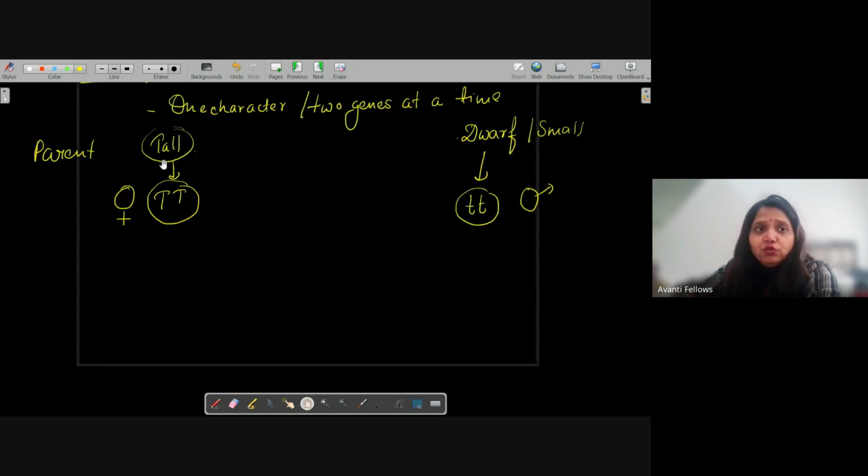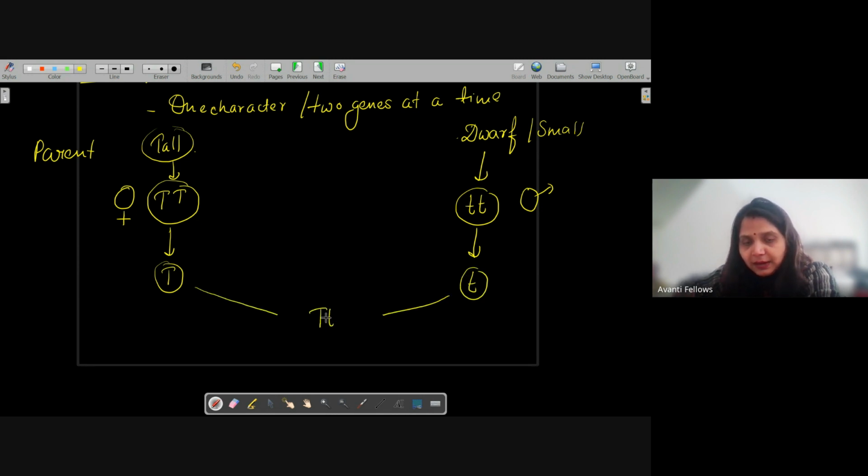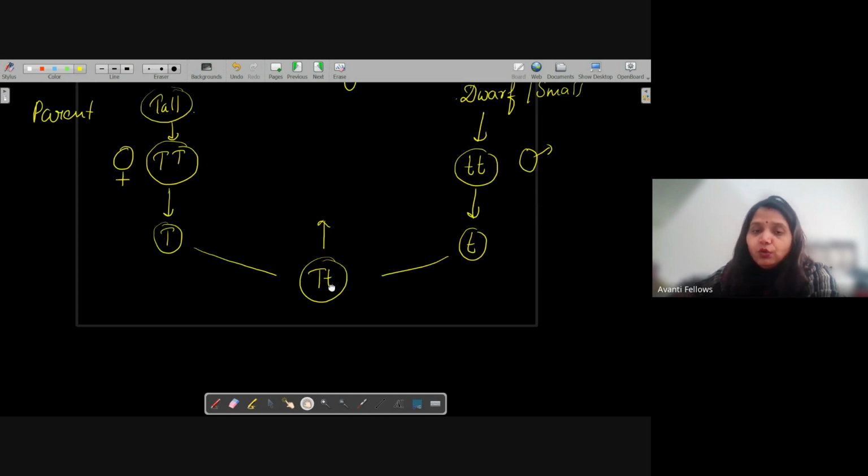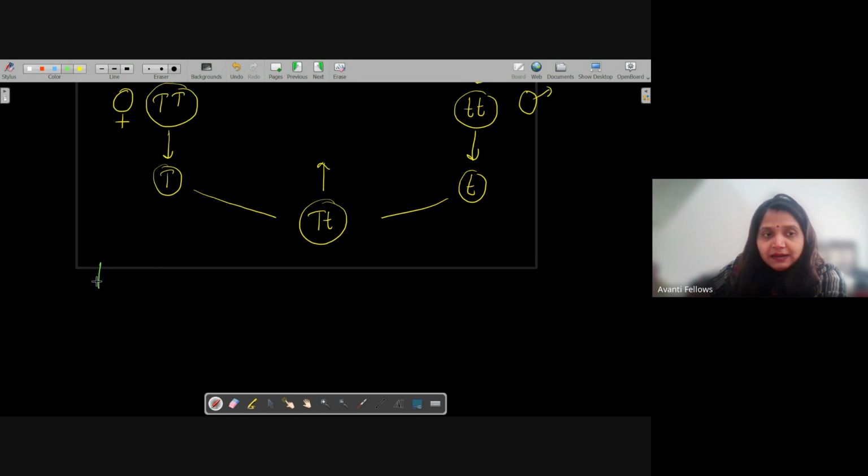Now, when we do a cross, we take one gamete from here and one gamete from here, similar to what we do in humans. So we will get capital T from here and small t from here. Together they will make capital T and small t. But now you need to know one important thing: the phenotypic character and the genotypic character. All right.